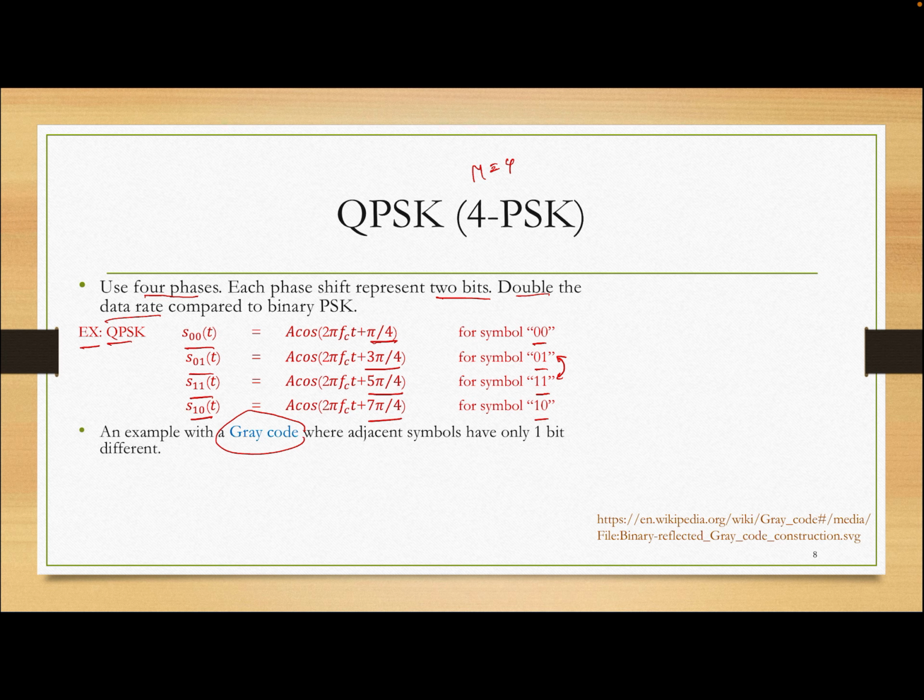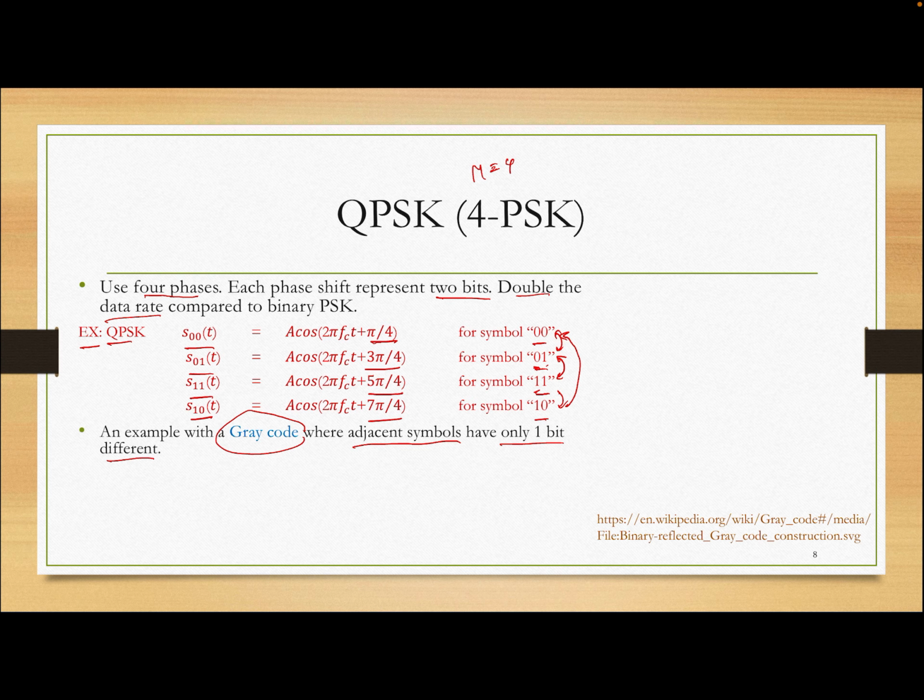Now, why do we do that? Because you can see that for the Gray code, adjacent symbols have only one bit different. So 00 to 01, one bit different. 01 to 11, only one bit different. 11 to 10, only one bit different. And then this one, only one bit different. Why do we do that?